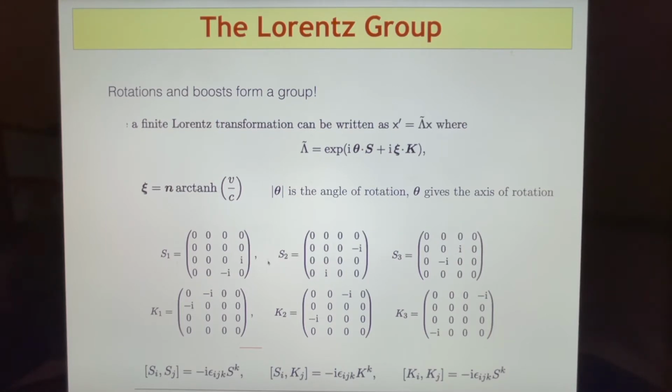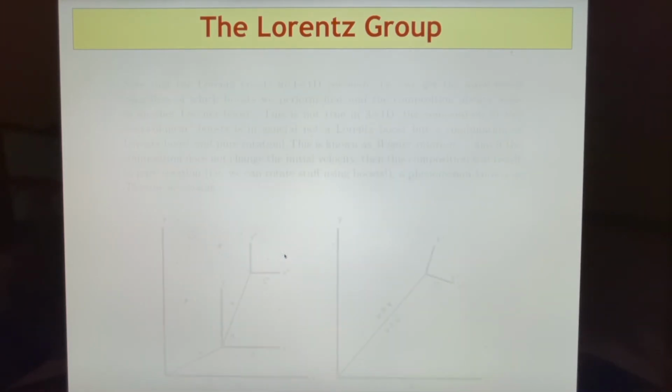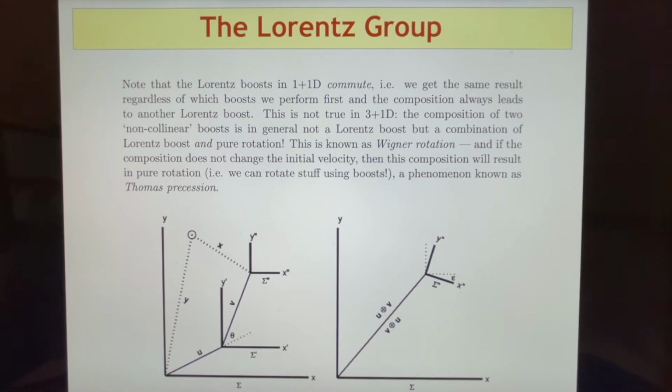All right, so now one thing that is interesting and worth mentioning is, as you saw in the previous slide, boosts and rotations don't commute. The Lorentz boosts in 1+1D commute, but that is not true in 3+1D. When you compound two non-collinear boosts, in general, what you obtain is not a boost, but a combination of a boost and a pure rotation. And that actually depends on the reference frames. And this is kind of cool.